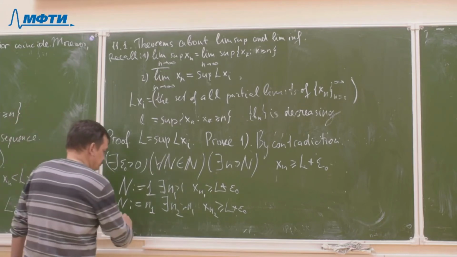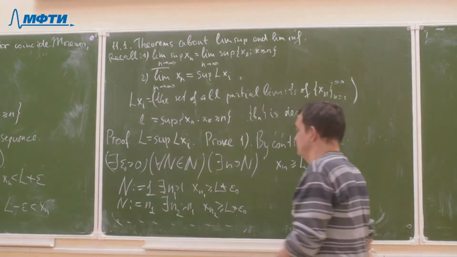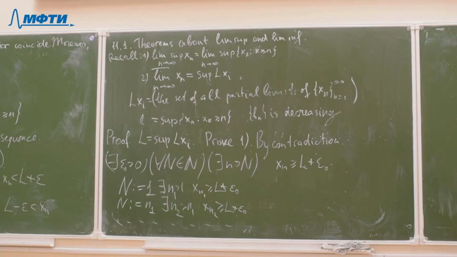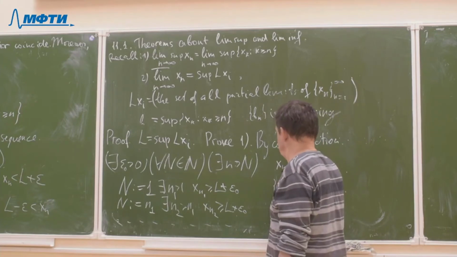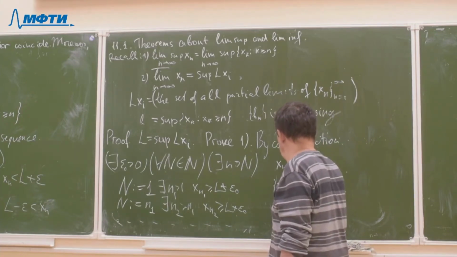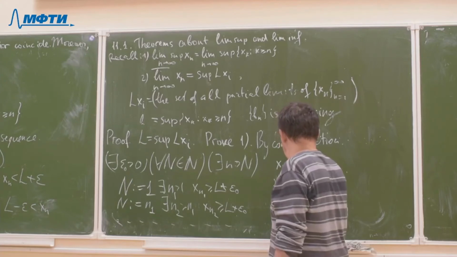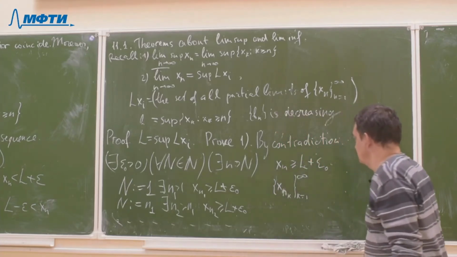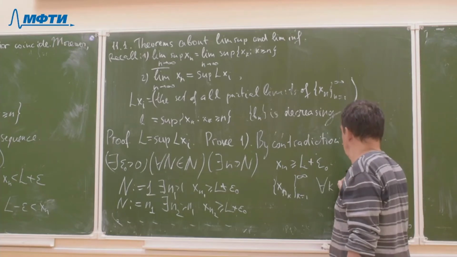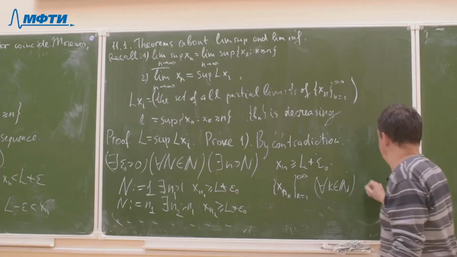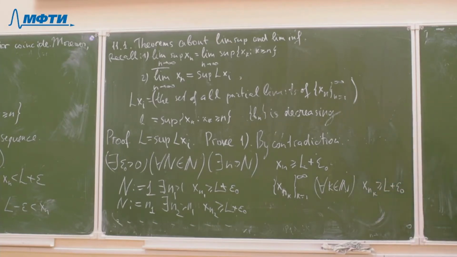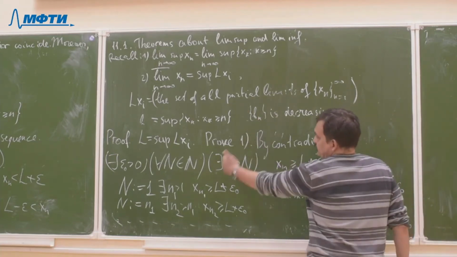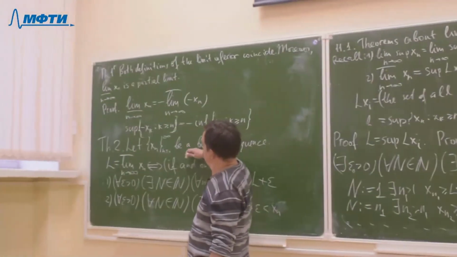And so on. We continue up to infinity, right? So then we construct a subsequence x_{n_k}, k from 1 to infinity, such that for all natural k, we have x_{n_k} greater or equal than L plus epsilon naught. That is a bounded sequence because the whole sequence was supposed to be bounded.